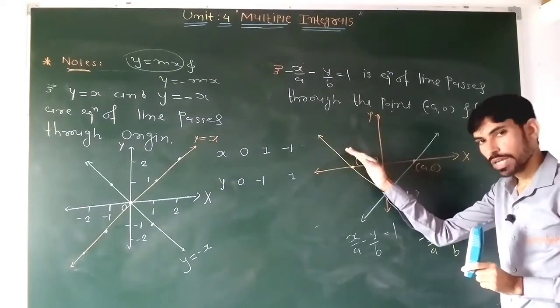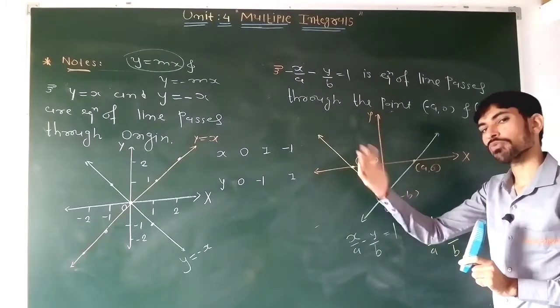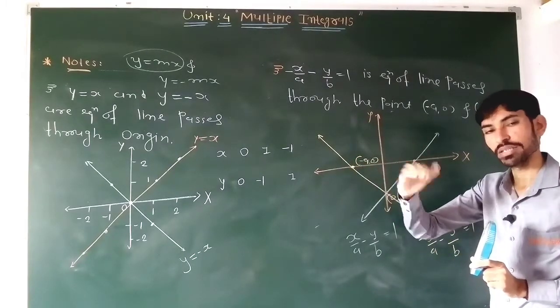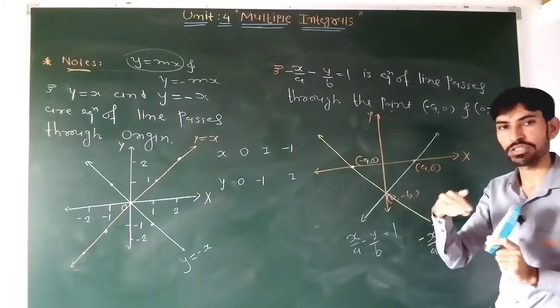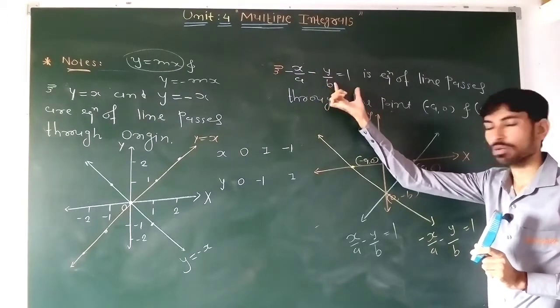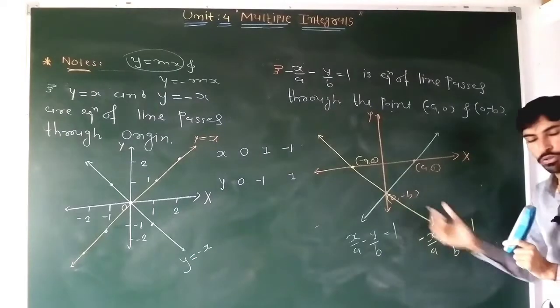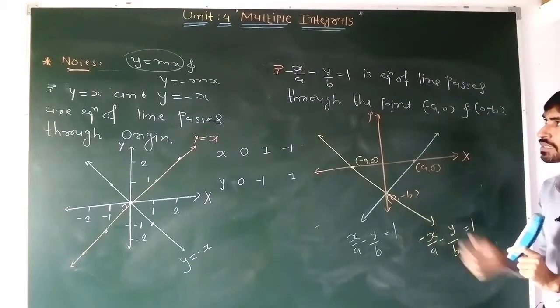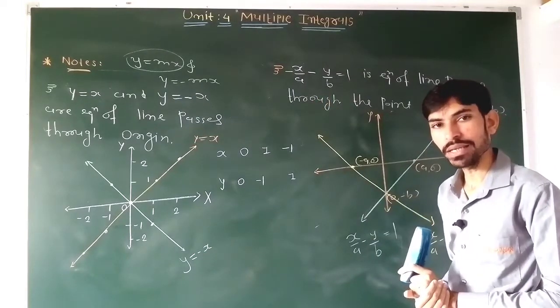x upon a plus y upon b passes through the point a0, 0b. Minus x upon a plus y upon b passes through the point minus a0, 0b. Third is x upon a minus y upon b, which passes through the point a0 and 0 minus b. And the last one is minus x upon a minus y upon b is equal to 1, which passes through the point minus a0 and 0 minus b. So keep in your mind these four forms of the line, and this is the intercept form of the lines.